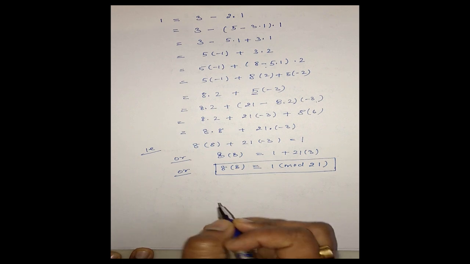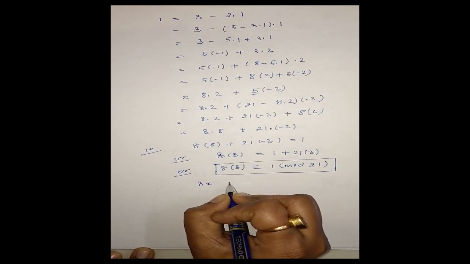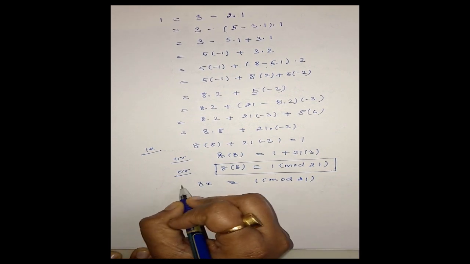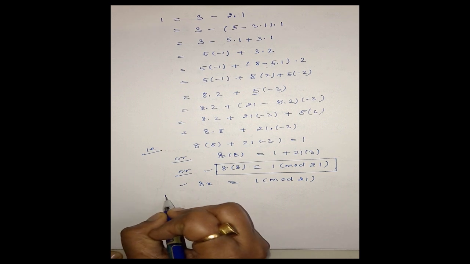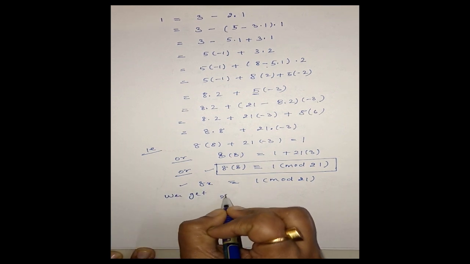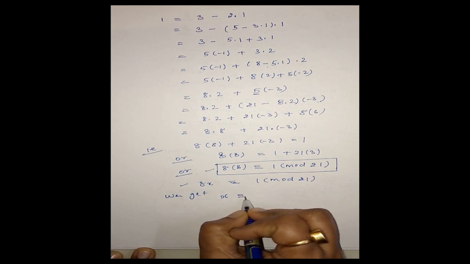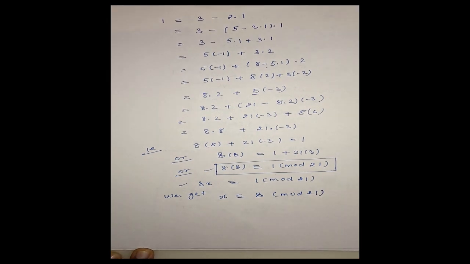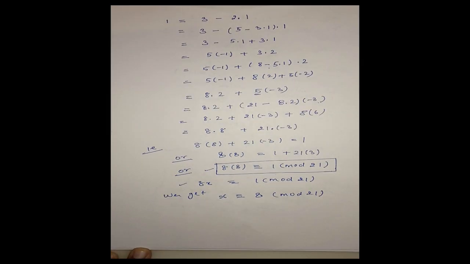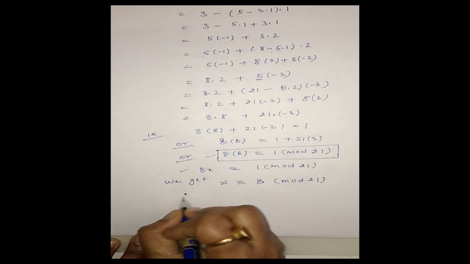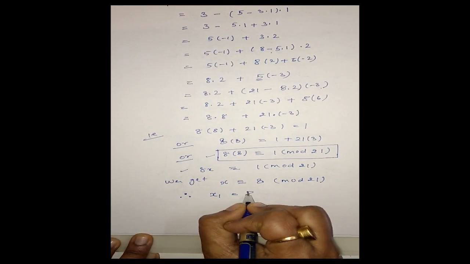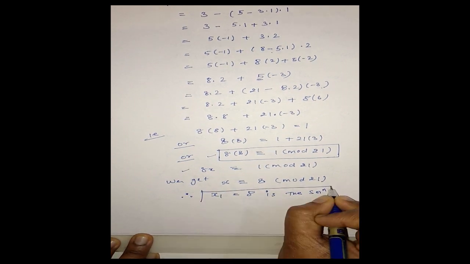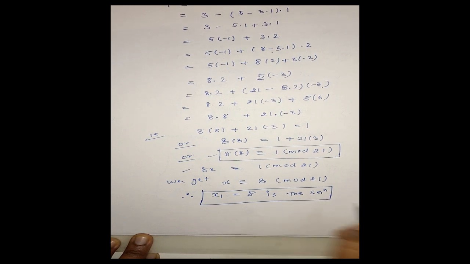Our first congruence to solve was 8x is congruent to 1 modulo 21. That was our equation 1. Now from this and this, we get x is congruent to 8 modulo 21 as one of the solutions, and it is unique modulo 21. Therefore, let x1 be equal to 8 be the solution. Clear? x1 is equal to 8 is the solution.